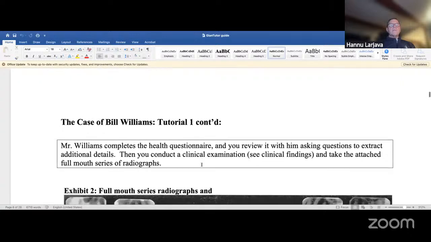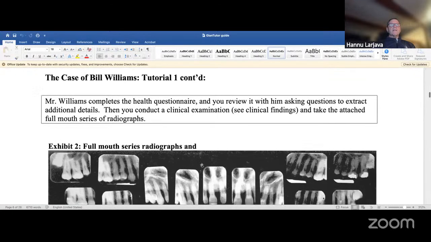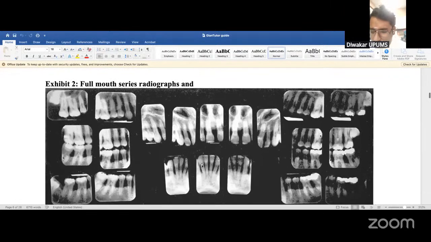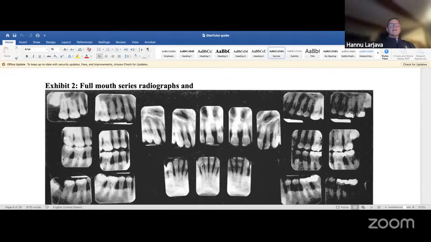So let's view some of the radiographs now. I apologize that some of the radiograph copies are not that clear, and even our students have complained about it, but it will give you a glimpse of what's going on, especially on this side. The other side, the copies have been burned so badly that the quality is not that good. But let's review them together.